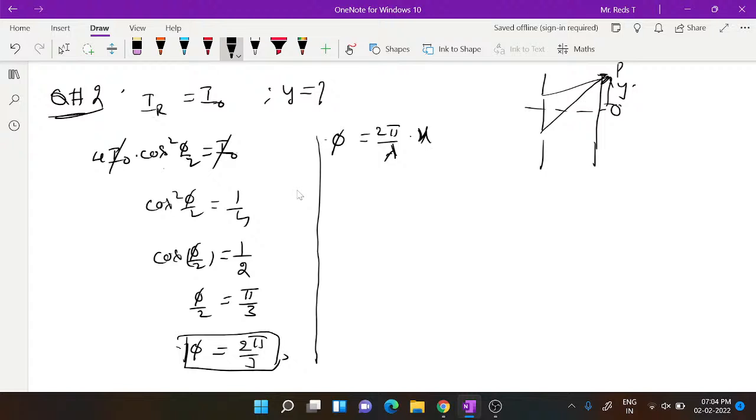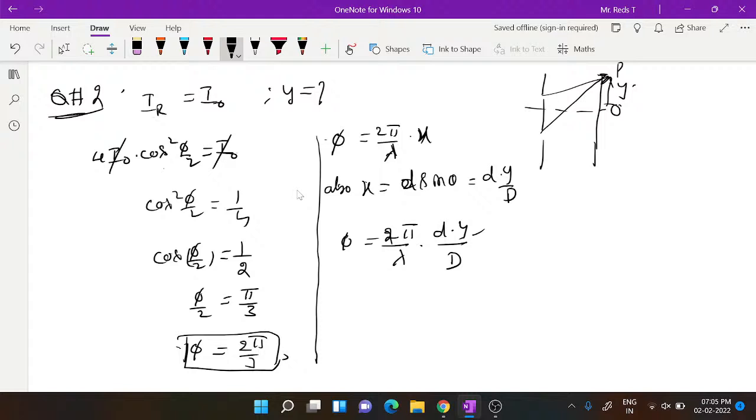But path difference can also be expressed as 2 d sin theta. From symmetry, for smaller angles, you can write sin theta as tan theta. It is equal to d into y by capital D. You substitute this here, then phi is equal to 2 pi by lambda into x, which can be replaced with d into y by capital D. It depends on what terms you want. Here it is mentioned in terms of capital D, small d, lambda. That's why you are supposed to replace with this.